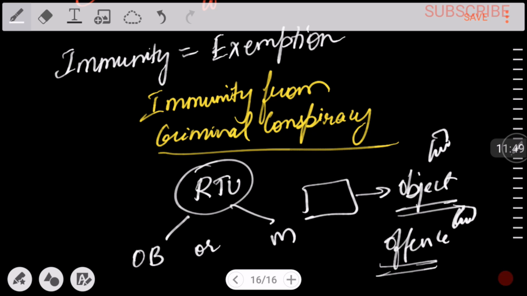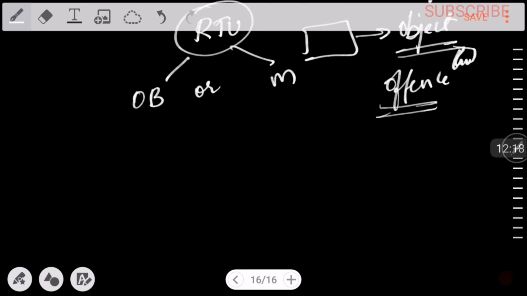So what are we discussing here? We are discussing the immunity from criminal conspiracy. No office bearer or the member of a registered trade union shall be liable to punishment in respect of any agreement made between the members for the object of the trade union. And if the agreement is for an offense, then such office bearer or the member is liable to punishment.